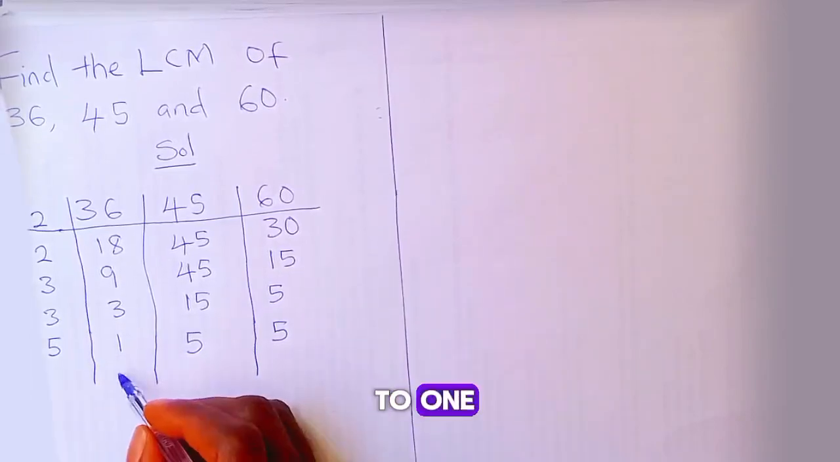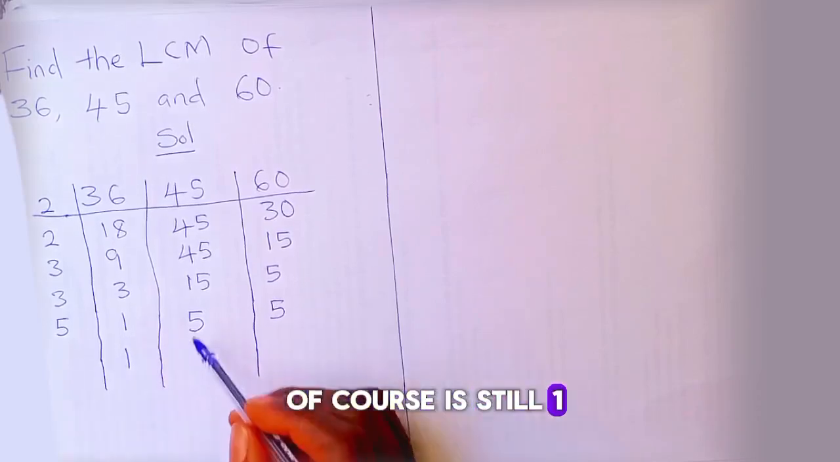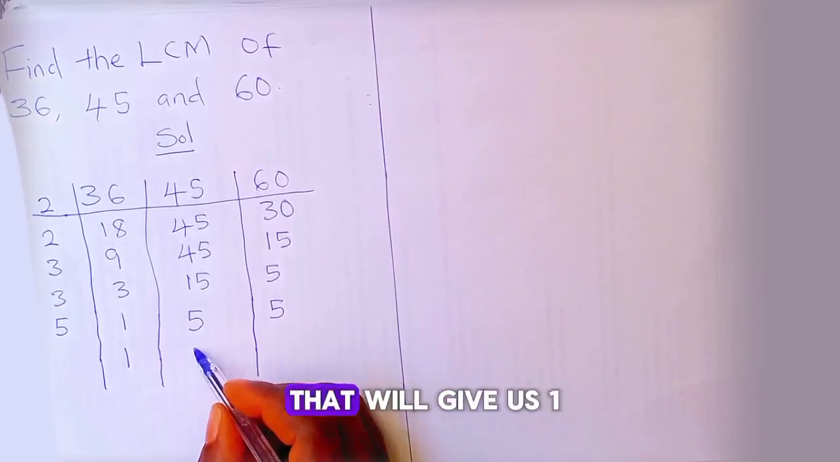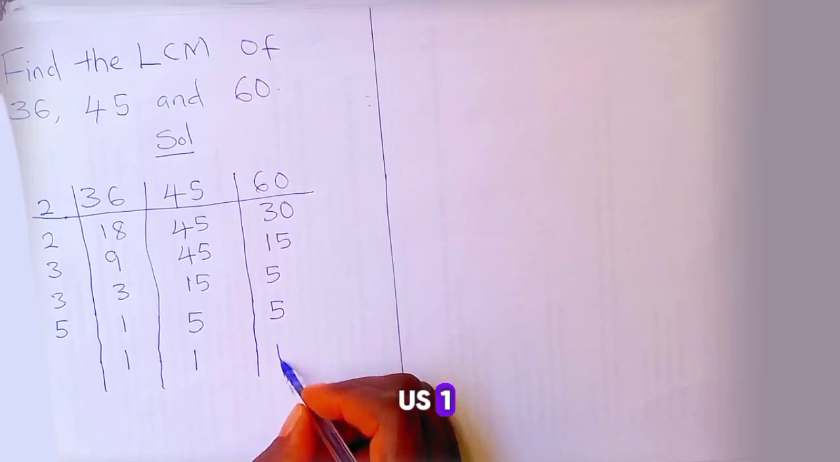So 5 goes into 1, and 5 goes into 1, of course, is still 1. 5 goes into 5, that will give us 1. And 5 goes into 5, that will give us 1.